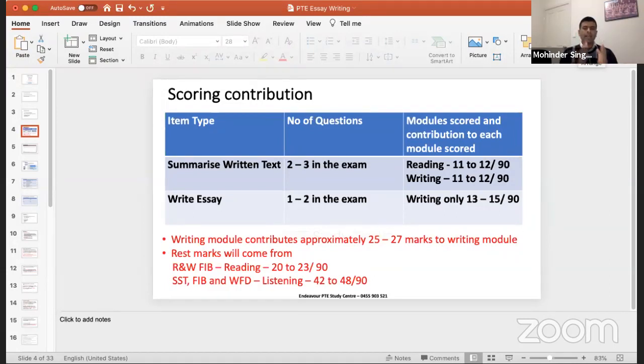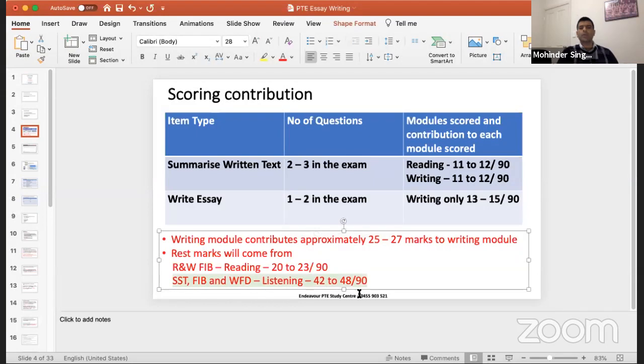And most of the writing marks will come mainly from your listening module: summarize spoken text, fill in the blanks, and write from dictation, okay? And when we talk about reading and writing, fill in the blanks, you have approximately 20 to 25 points coming from the reading module.